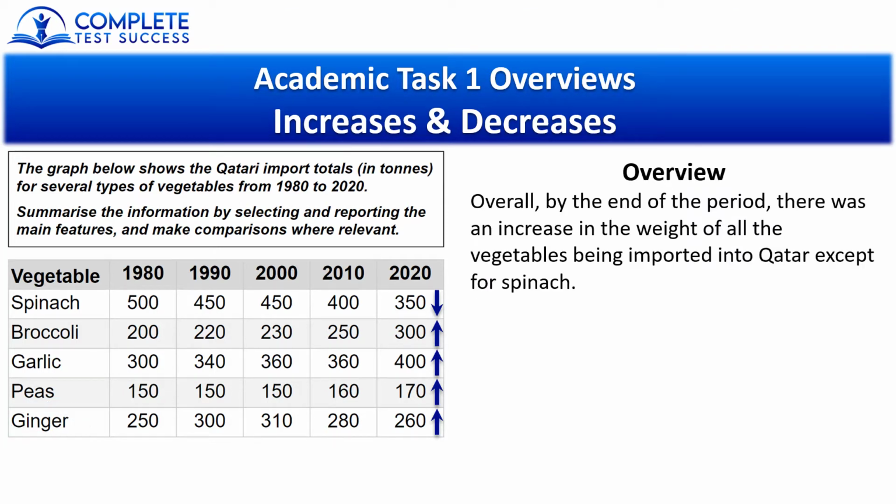Overall, by the end of the period, there was an increase in the weight of all the vegetables being imported into Qatar, except for spinach. As you can see, we don't actually need to include the names of every single category in our overview. As long as we include a general description of what happened, that's fine. In fact, writing descriptions like this can be very useful when there are a lot of categories in a question.